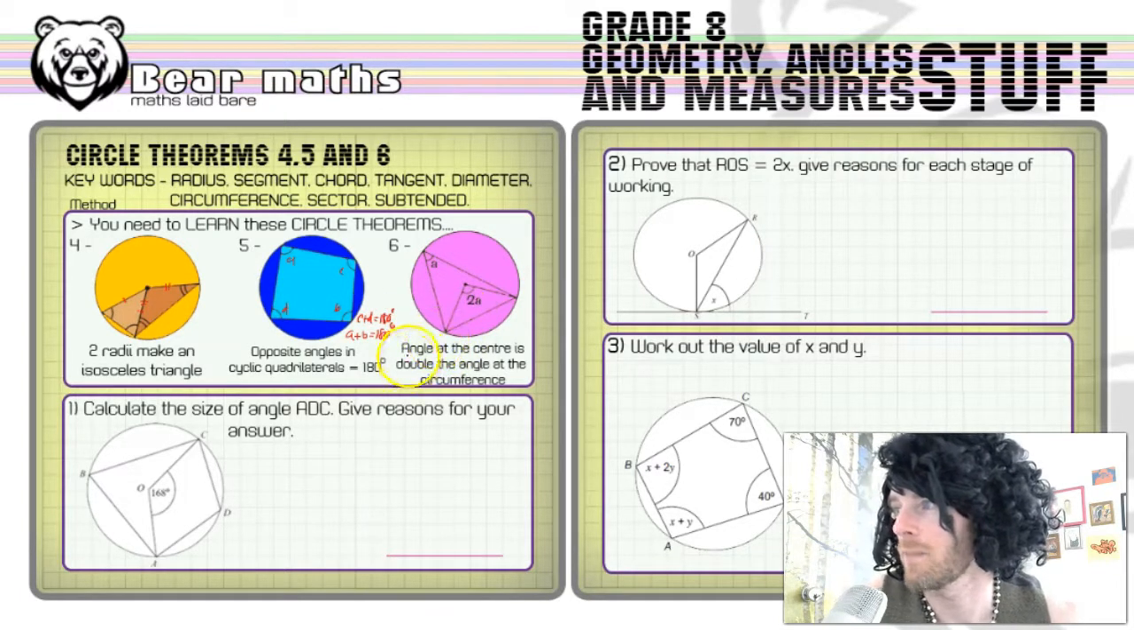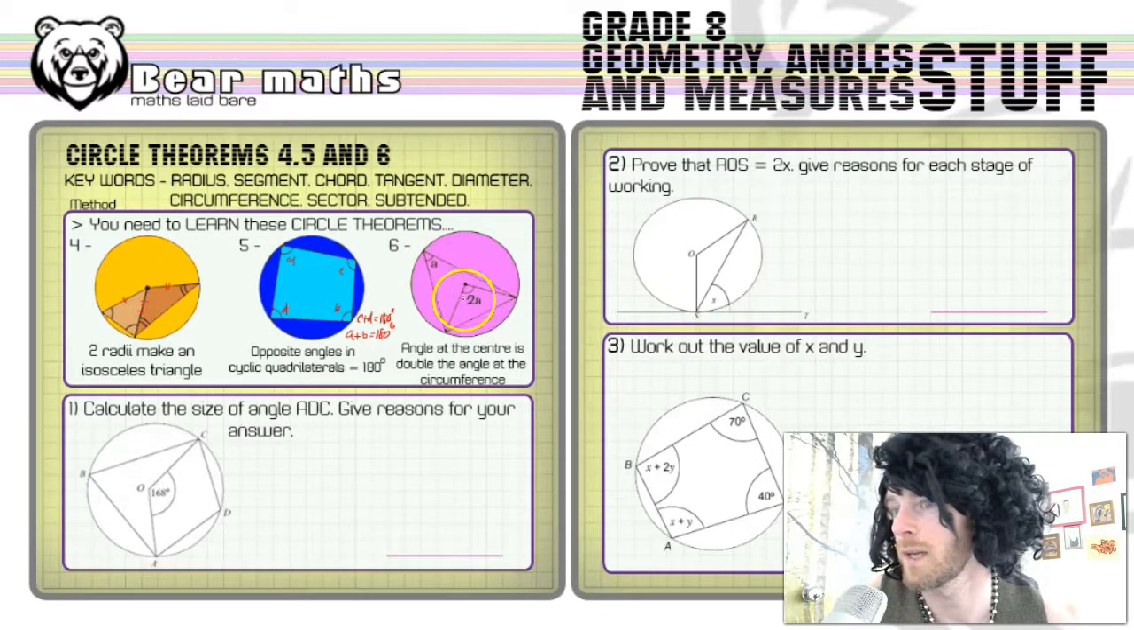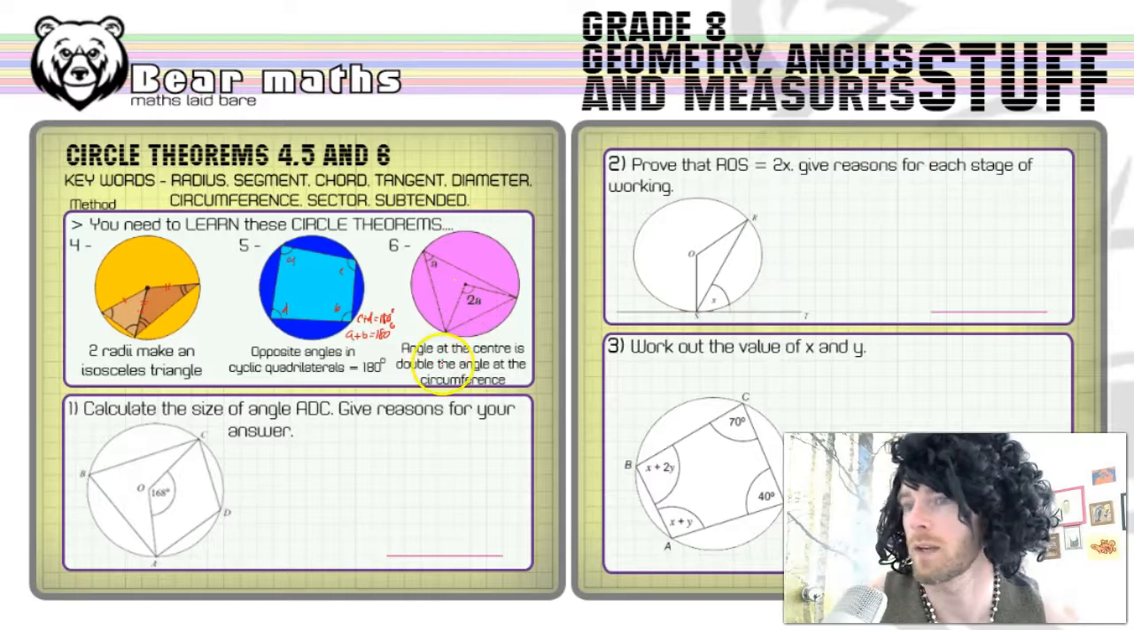And then the angle at the center is double the angle at the circumference for number 6. That means that this angle here, all right, is double this angle here. This angle here is half of whatever this angle here is, okay? Whatever way you look at it.